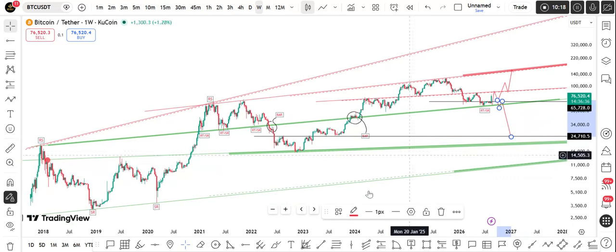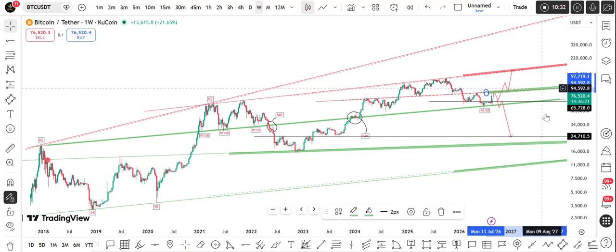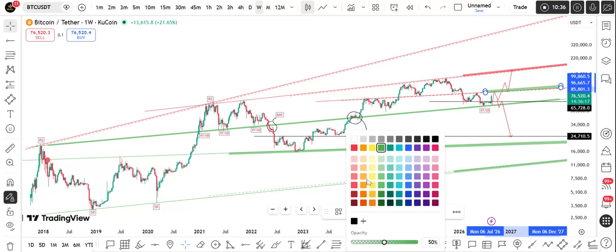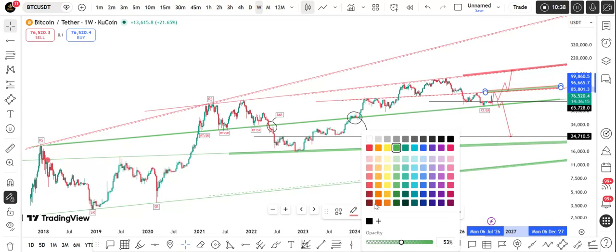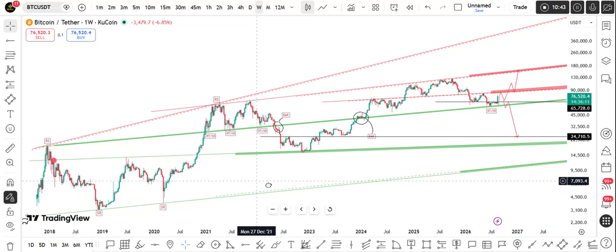So I think the market continuing to move into here will represent a sell opportunity. This sell box. So if the price moves into that structure, it will most likely be a sell if we push into that structure.